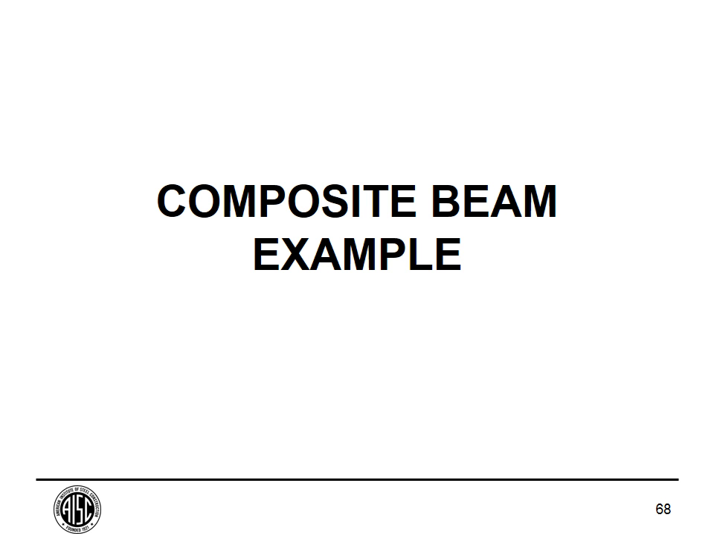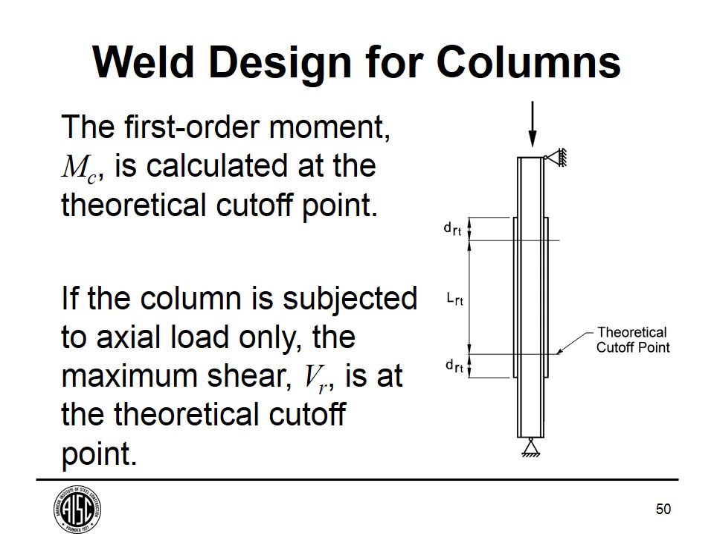Okay, Brent, I think we're at the composite beam example, so this is a good point to stop and take some questions. Okay, we've got a couple questions here. Let me go back to slide 50. You're looking at weld design for columns. The question is this: how do you determine where that theoretical cutoff point is that you're showing on your diagram here for columns?